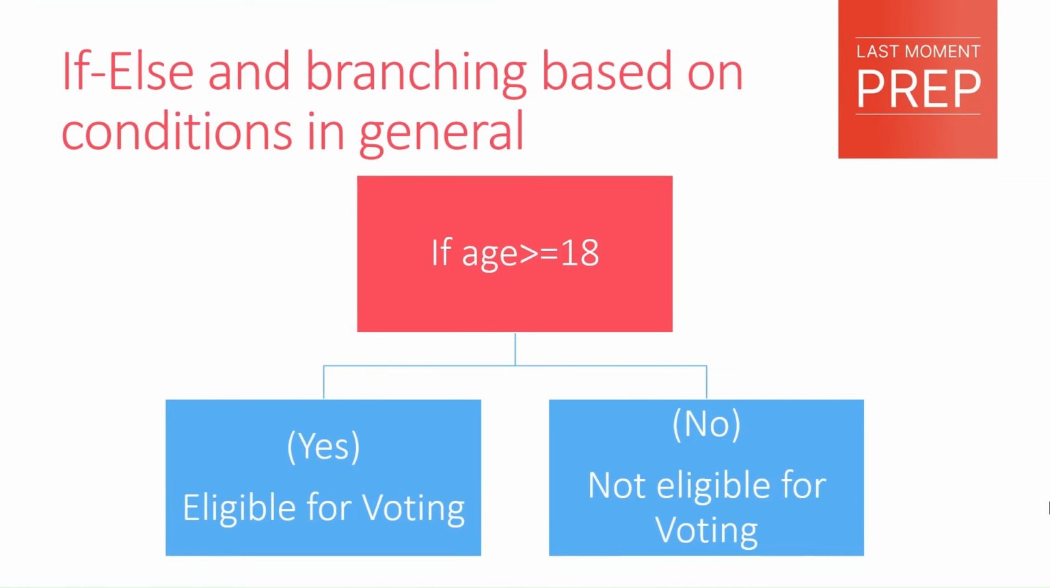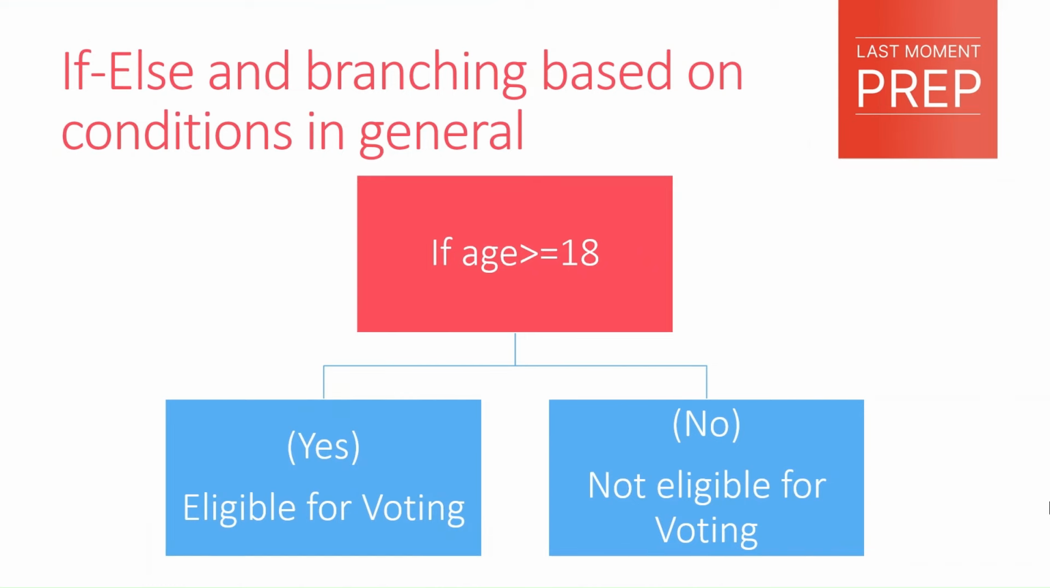So for our first example, imagine that we need to write a code which is able to branch users into whether they will be eligible for voting or they won't be eligible for voting based on their parameter age. So generally the age to be eligible for voting is 18. So I have given the condition that if age is greater than equal to 18, then he should be eligible for voting, and if it is not, then definitely he's not going to be eligible for voting.